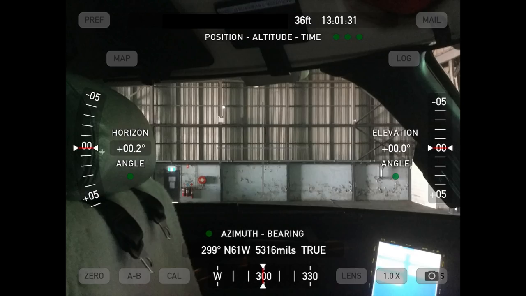So I had the Theodolite app level, and that is the position it is showing through the aircraft window on the hangar wall. And as you can see, there is the headrest of the captain's seat. So the camera is at approximately the correct position for eye level as you would be sitting in the pilot's seat. Now, this is from inside the aircraft.